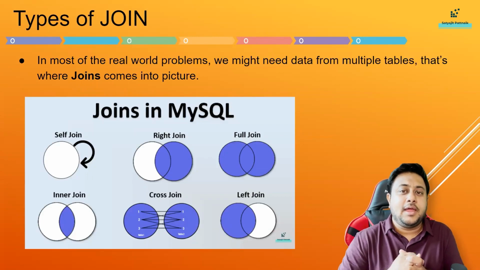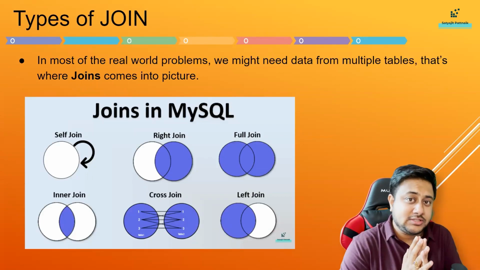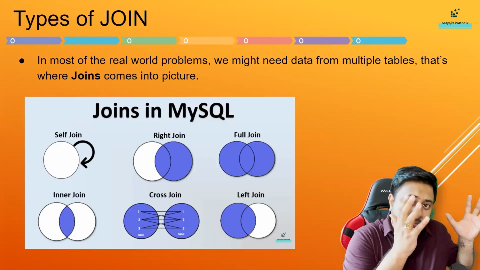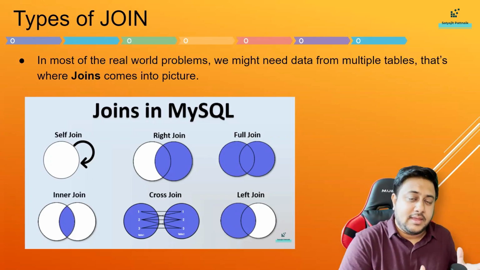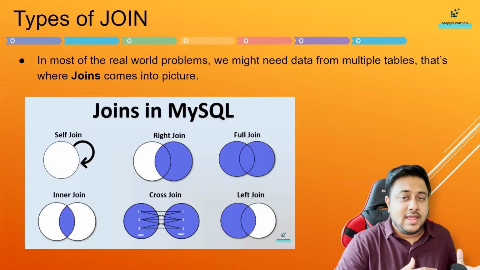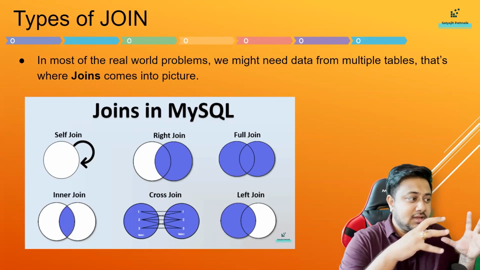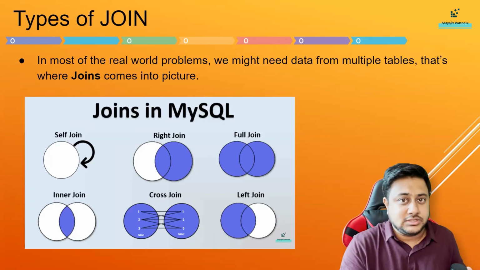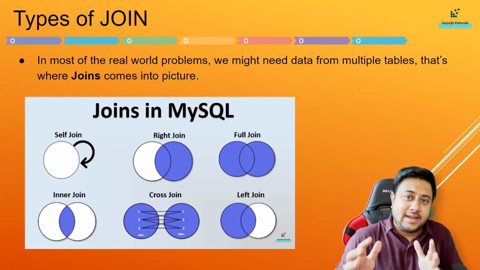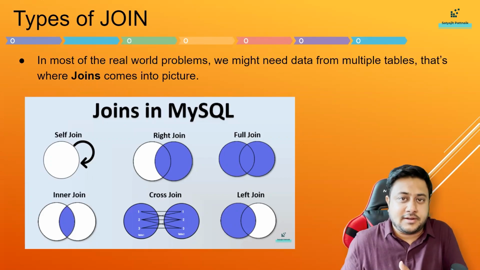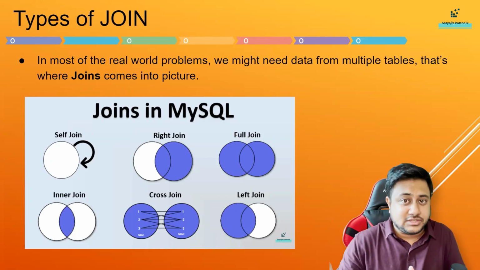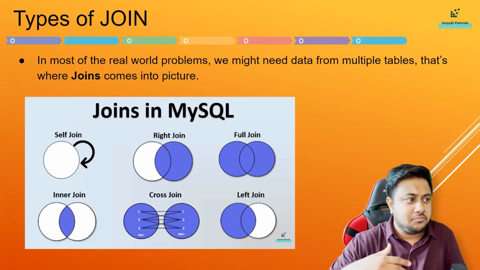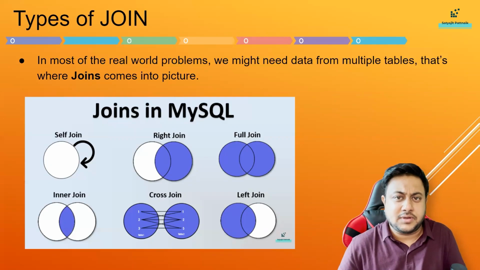Just imagine you have a table called employees where you have all the employee information: employee name, employee ID, employee age, salary, and manager ID. That means each employee is assigned to a manager. But all the manager details are in another table. So in the manager table, we have manager ID, manager's name, manager's division, and some other details as well.